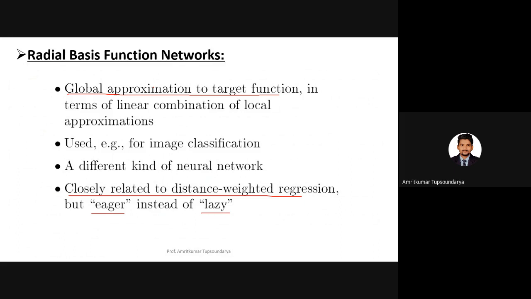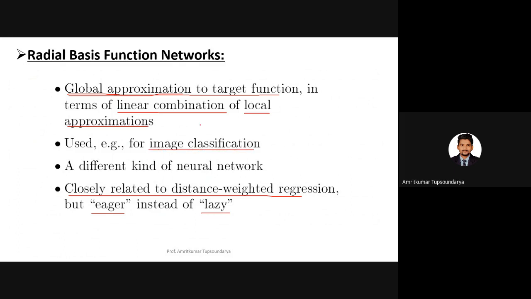So how is this a global approximation to the target function? We can say that it is global in the sense that it is a linear combination of all the local approximations, right? It's the linear combination of the local approximations. So where can these radial basis functions be used? One such use case is image classification, right?